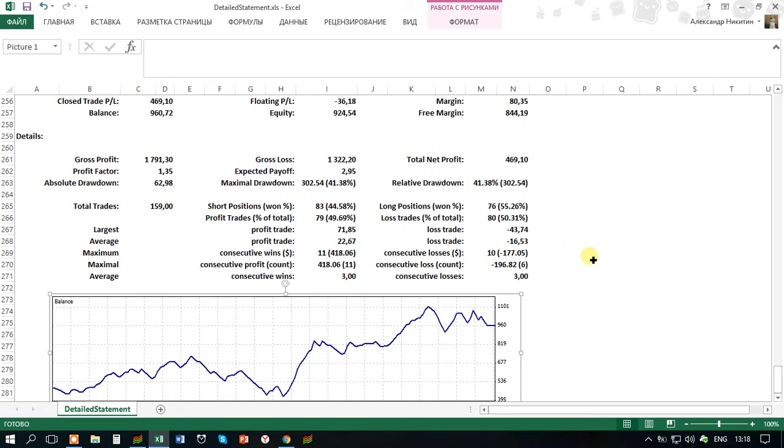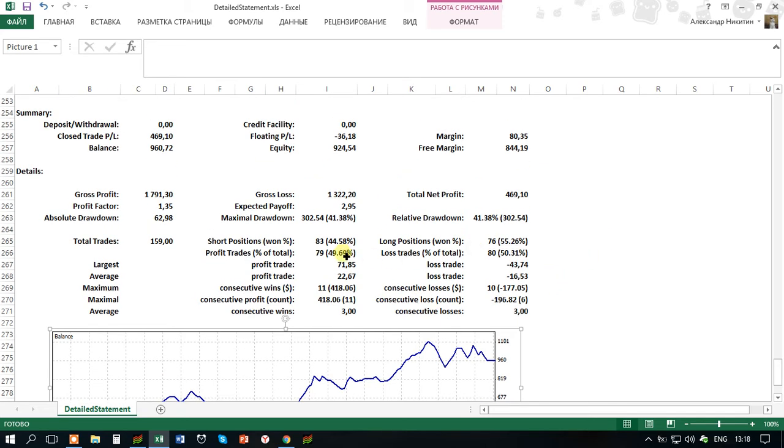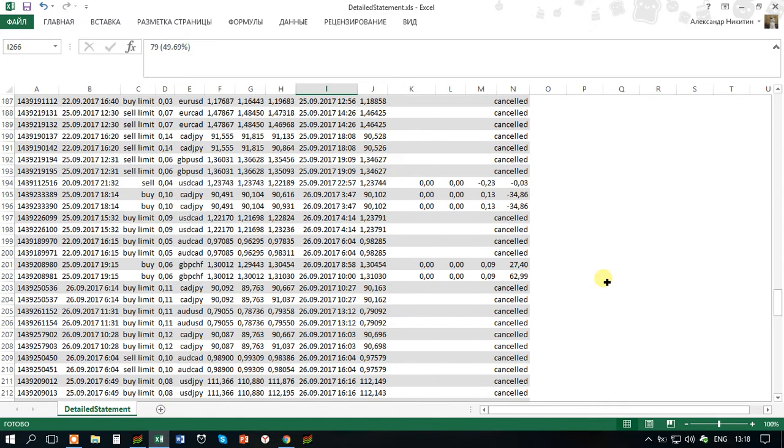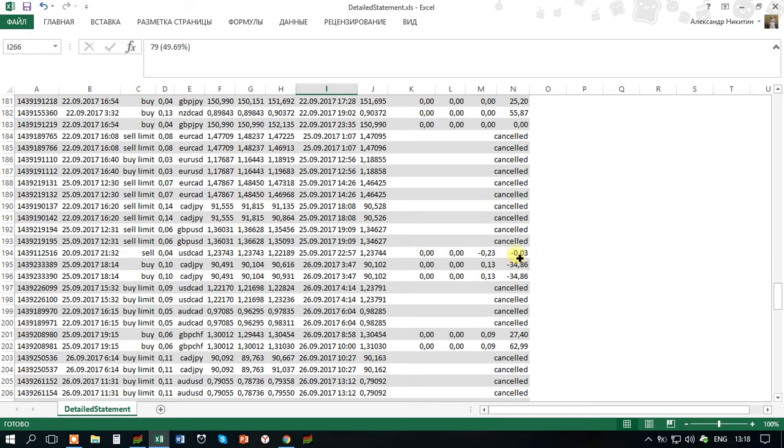Okay, what's not correct with this MetaTrader is this number, the percent of profitable trades. MetaTrader is a bit fooling you. Why is this so? It is because of these trades. When the trade is break even, it should be 0, yes?